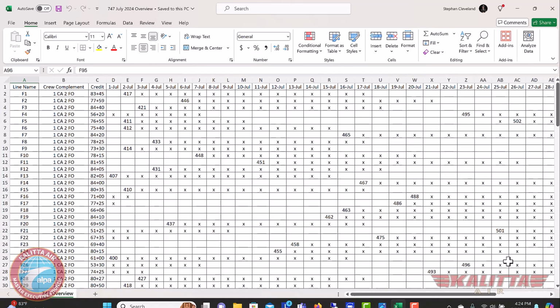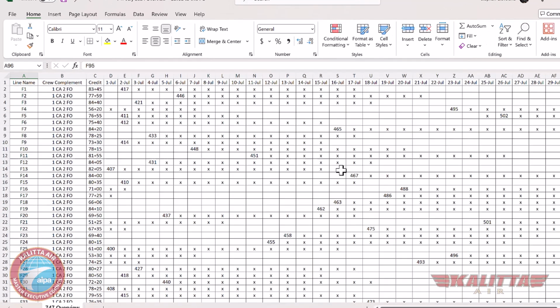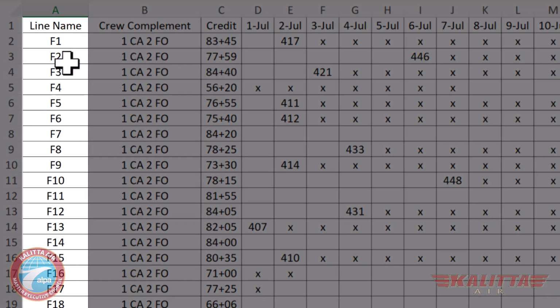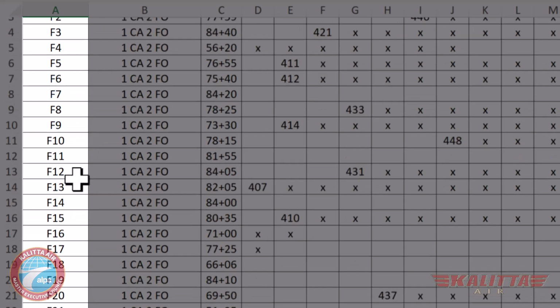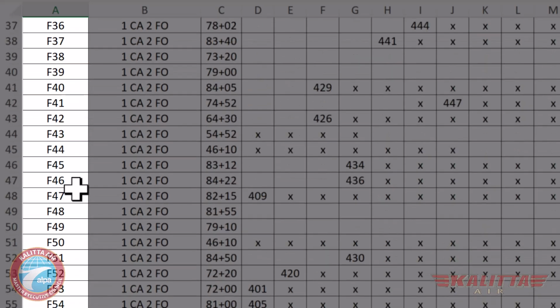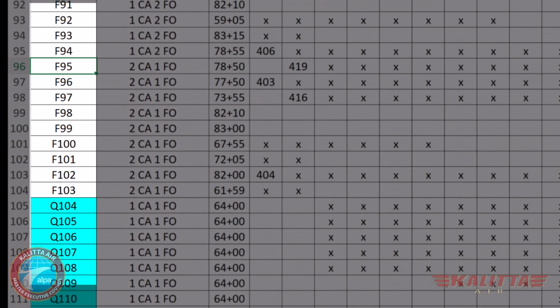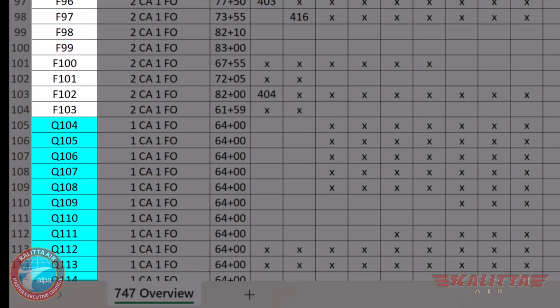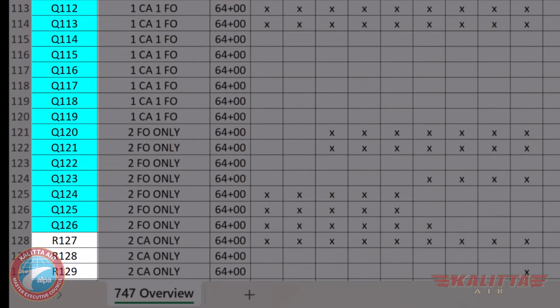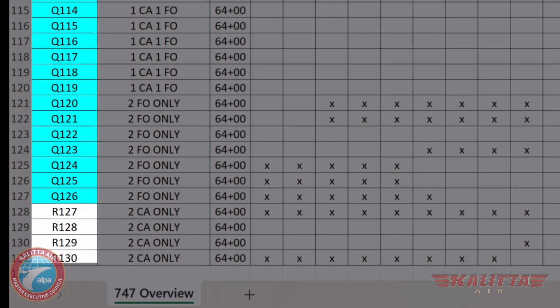Yep. So a few things here. All of the hard lines of flying are going to start with the letter F. It's just the way that the system labels them. And when we go to actual bidding, we'll talk about that in a little bit. But the hard lines are F. Then if you scroll, the training lines or CQ lines are going to start with Q. Oh, that's why it starts with a Q. CQ. Yes, CQ. Okay, makes sense. And then the reserve lines are going to start with the letter R.